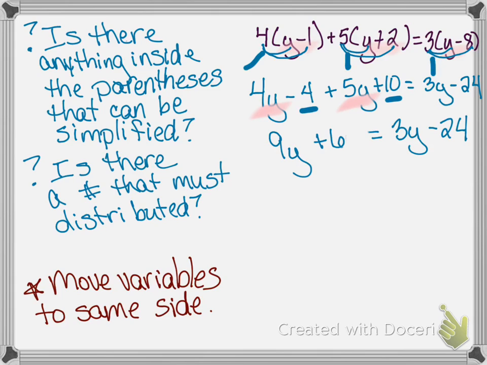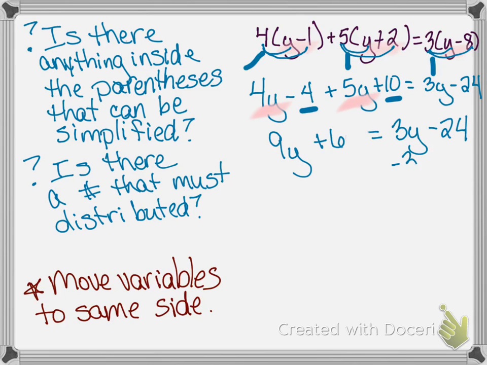Sometimes I see students, they'll go ahead and subtract that 3y before they've combined their 4y and their 5y. And that's not wrong. It's just a little bit messier. So if you get into the habit of combining like terms on the same side of the equation first, you're going to be better off. So what's my next step?